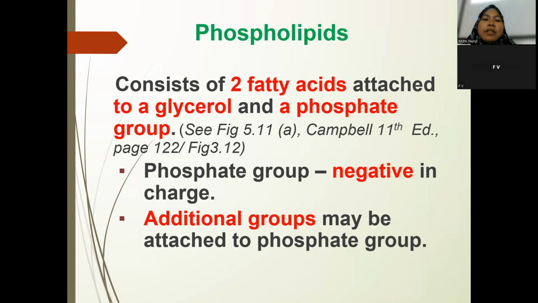Okay, so phospholipid, right? Remember, this is the second type of lipid. Number one tadi, fat or triglyceride. Number two, now we are talking about phospholipid. Example tadi yang masa triglyceride kita dah bincang pasal oil and also butter, kan? Okay, now for phospholipid. Phospholipid ni apa? Phospholipid is main component of cell membrane.